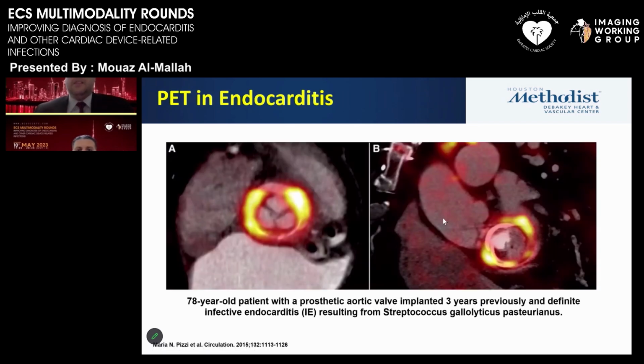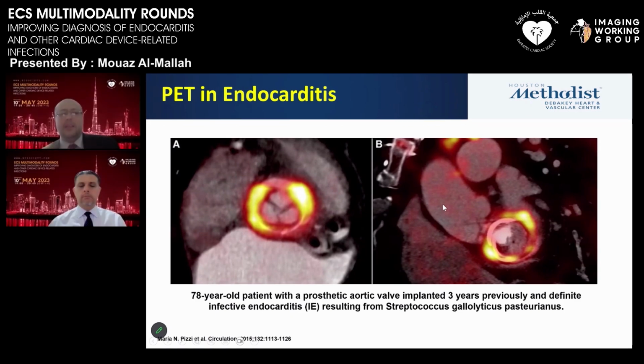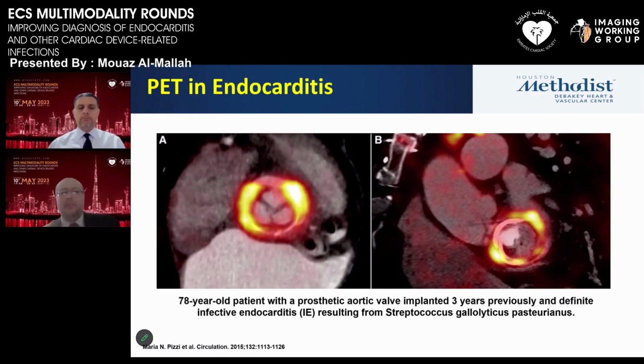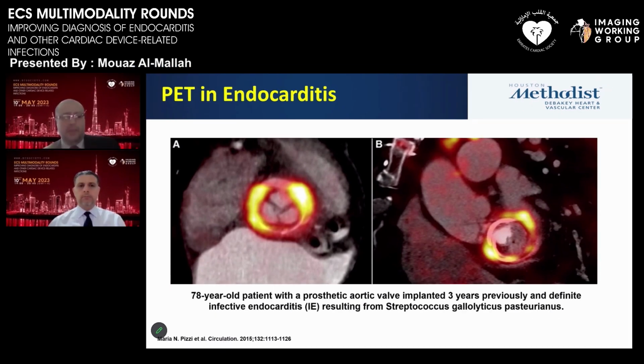So this is the summary of CT. This is why we do CT in endocarditis. Again, mostly to look for the local complications, as I said, the abscesses, the fistulas, and the number one reason why these patients are coming for CT is that they are going for surgery and they want us to assess their coronaries.